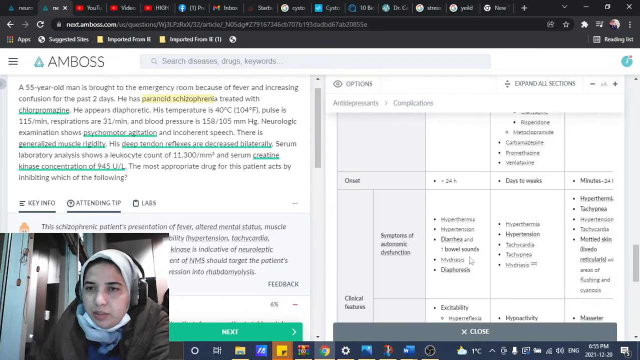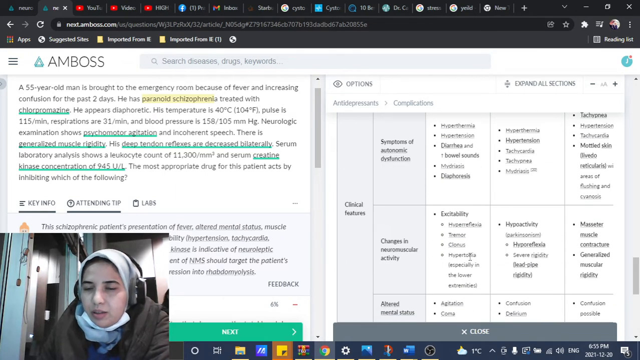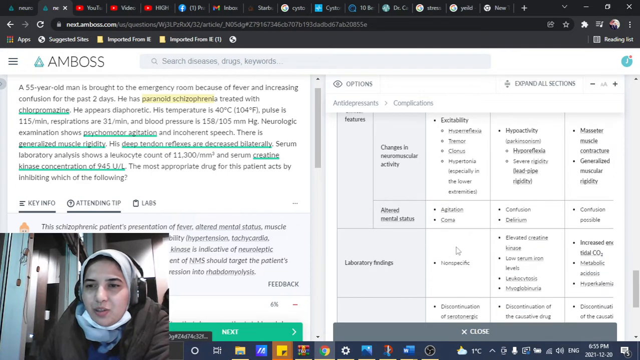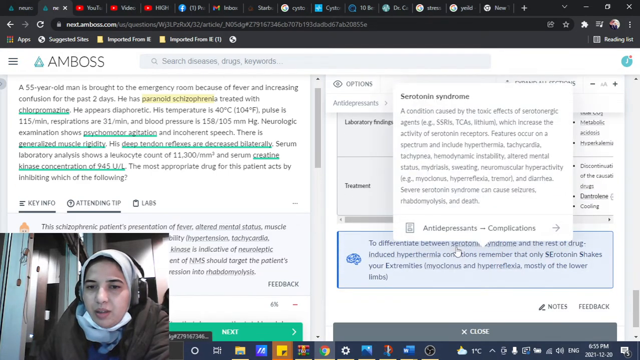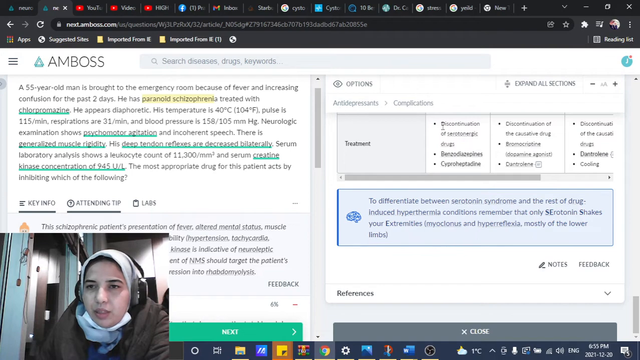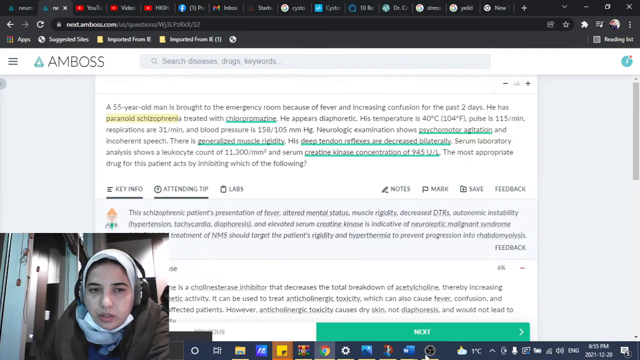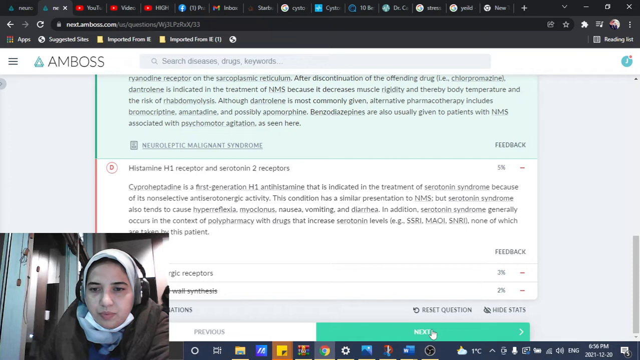Again, AMBOSS has really nice tables. For me personally, it's hard to get through them because they're just so bulky. That's just my personal opinion. But they are definitely pretty good. So let's close this here and let's move on to the next question.